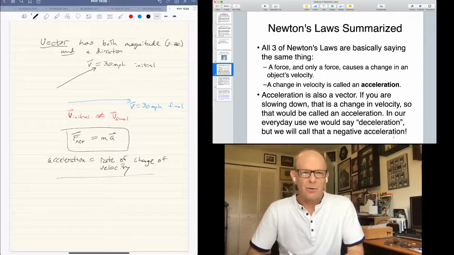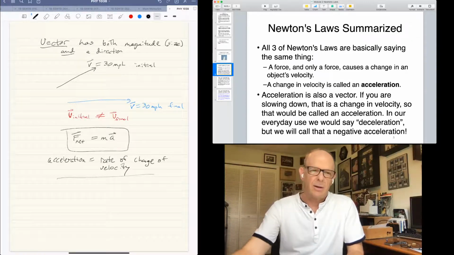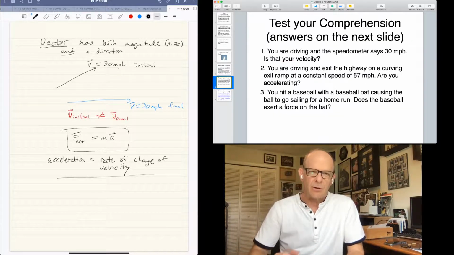So Newton's laws all basically say that a force and only a force can cause a change in an object's velocity, and we describe that change in velocity with a quantity we call acceleration.